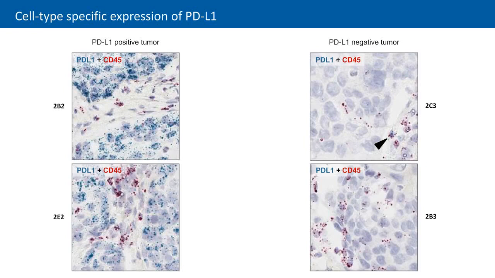Also shown here is a PD-L1 positive tumor for two cores on the left-hand side of the slide, and you can see PD-L1 negative tumor for 2C3 and also core 2B2 on the right-hand side.